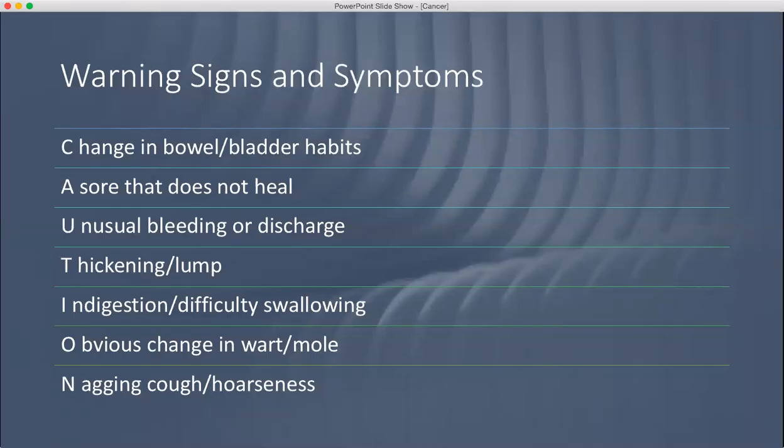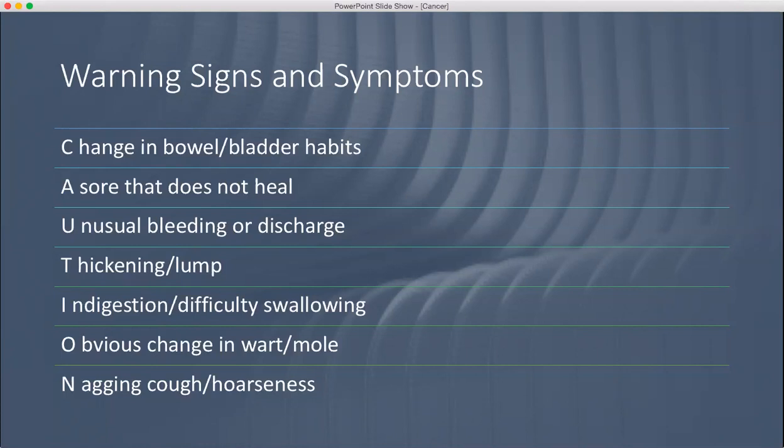Okay, warning signs and symptoms. There are lots of different warning signs and symptoms of cancer that could be very system specific. But generally speaking, especially when we want to educate the general public about when you need to go to a doctor and report that something might be going on and perhaps you should get checked out, we like to use the acronym CAUTION. This is a really good comprehensive way to teach the public things they need to monitor for and report changes to their provider.